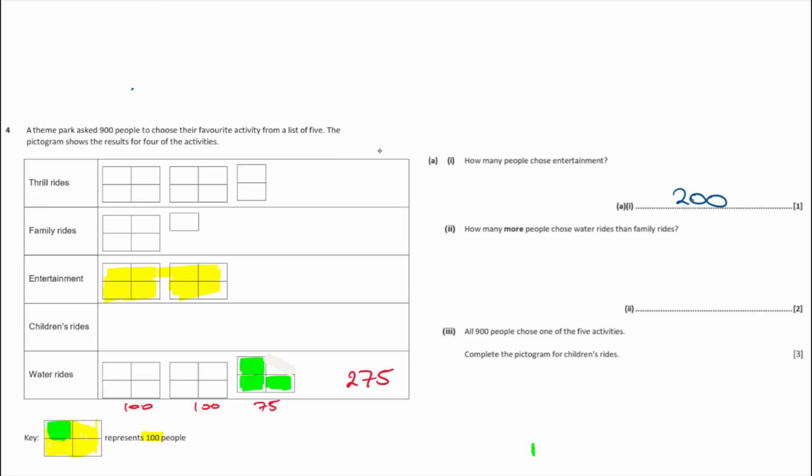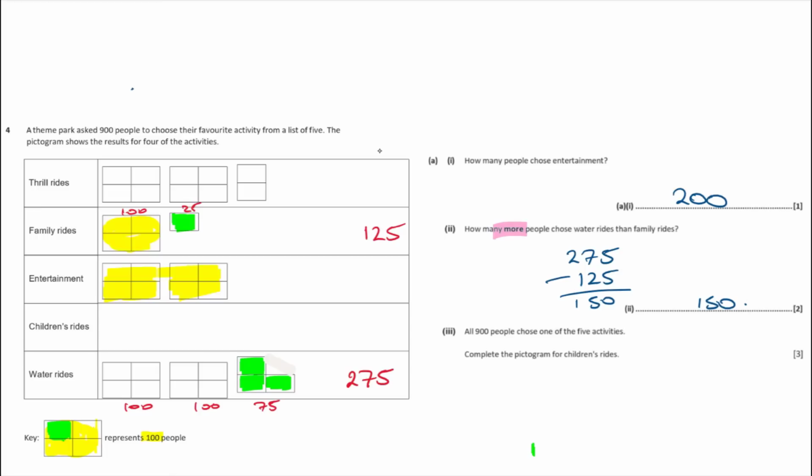Water rides is 275. Family rides, again, I've got 1 whole one, which is worth 100, and 1 of these quarter parts, which is worth 25. So that's 125 altogether. So how many more people? More means the difference between the two, doesn't it? To find out how much more it is, I'm going to have to subtract one from the other. So 275 take away 125. That's got a difference of 150, isn't it? So 150 more people chose water rides than family rides.